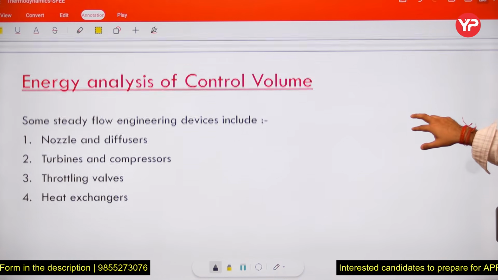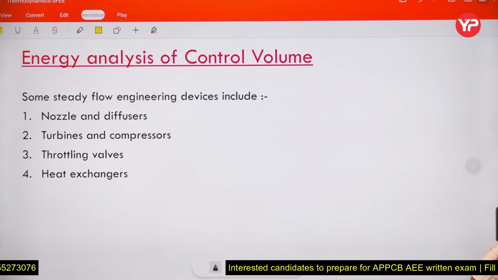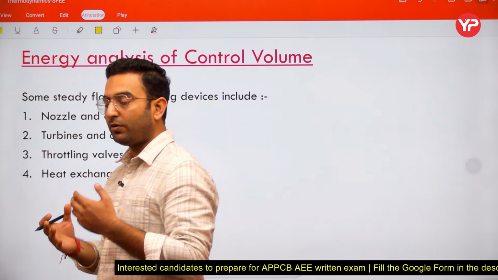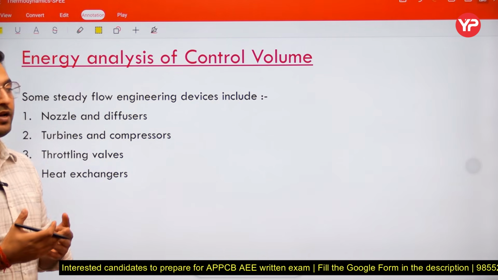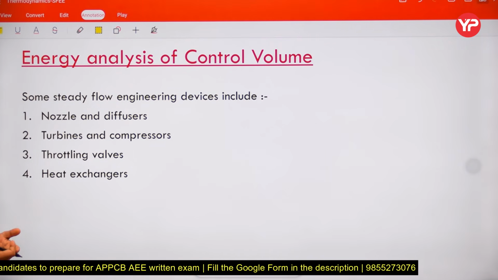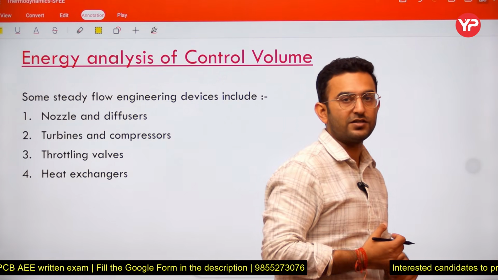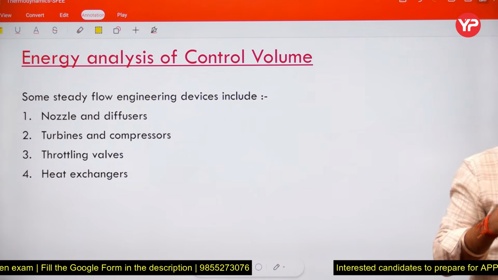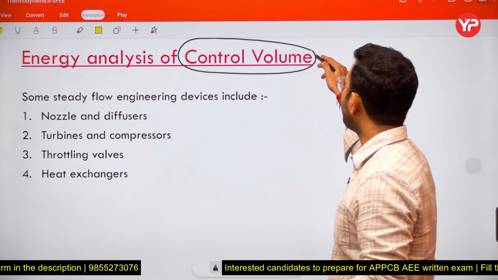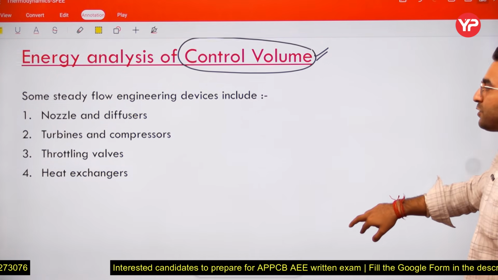So where do we see the applications of this energy analysis here? As I have already told you, in all the practical devices like pump, compressor, turbine, boiler, heat exchanger, throttle valve, nozzle and diffuser, there we see the application of the first law of thermodynamics, and there we have to do the energy analysis. Okay, and in all the cases the system is going to be considered as an open system, so we have to define the control volume in that case. Okay, just remember that part. Now coming back to the next portion.